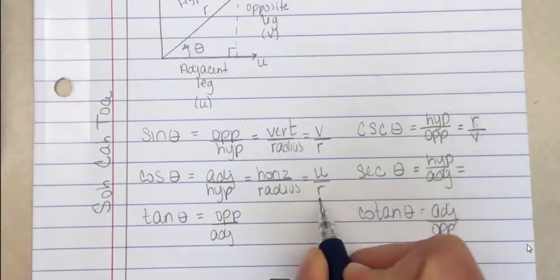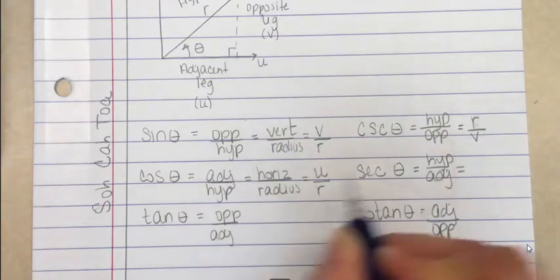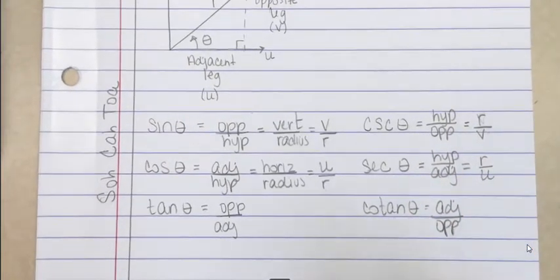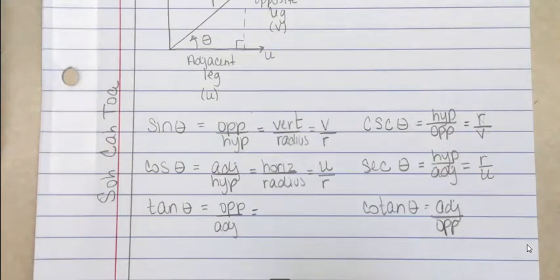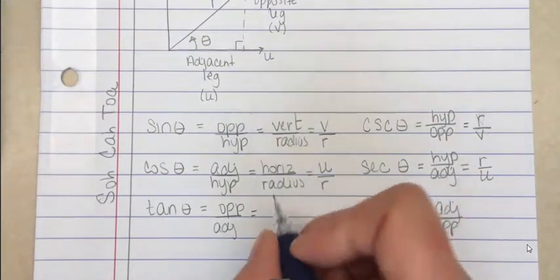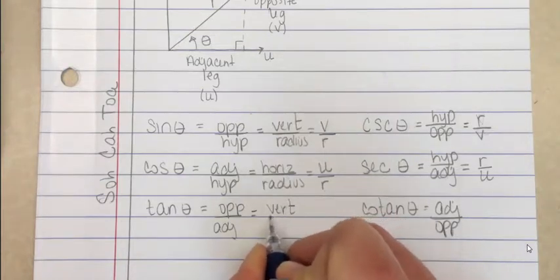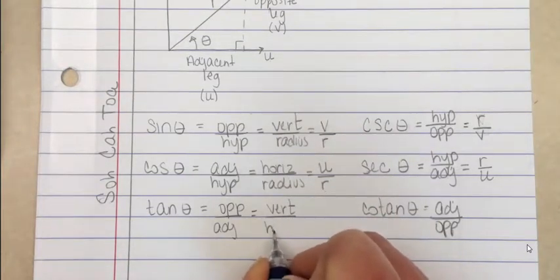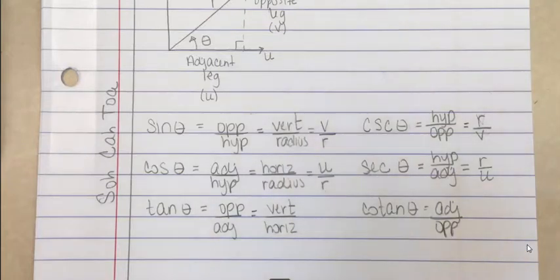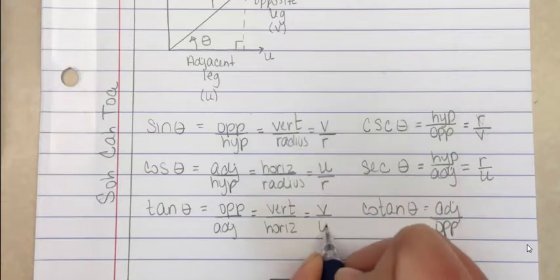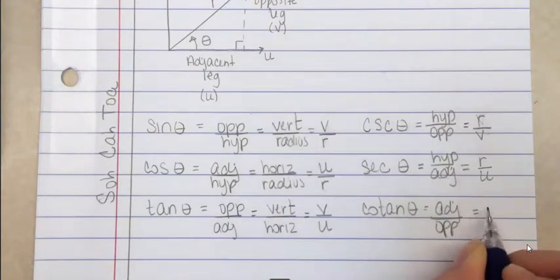Hypotenuse over adjacent is just the reciprocal of adjacent over hypotenuse, so we're just going to use r over u, the radius over the horizontal coordinate. And then for tangent, you're going to be using the vertical coordinate over the horizontal coordinate, or in other words, v over u. And then the reciprocal for cotangent would be u over v.